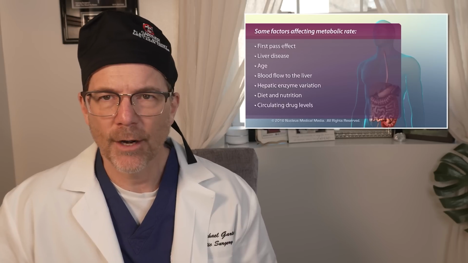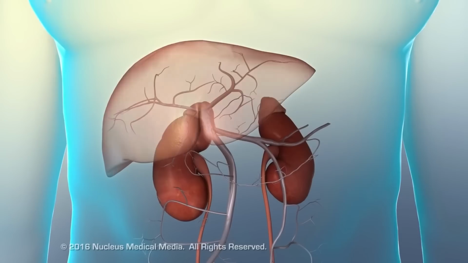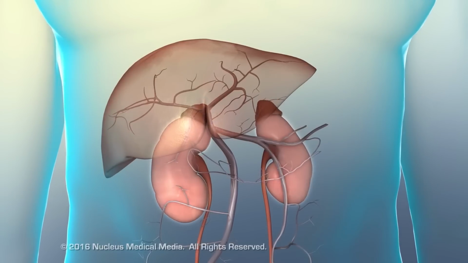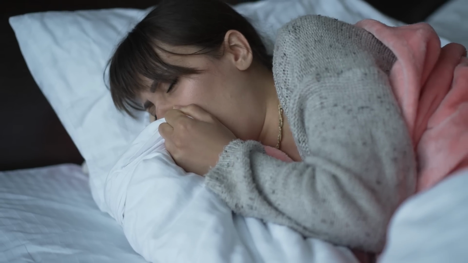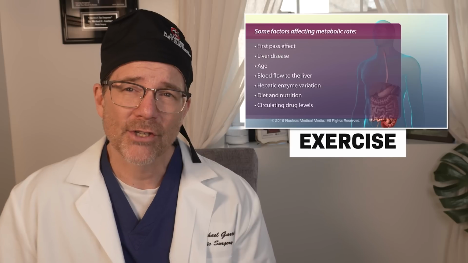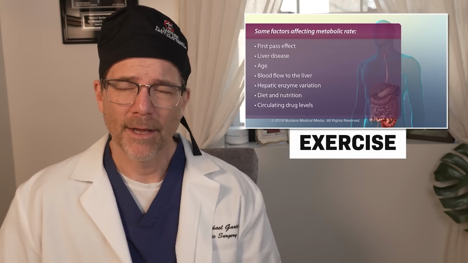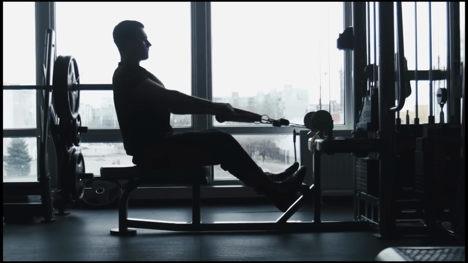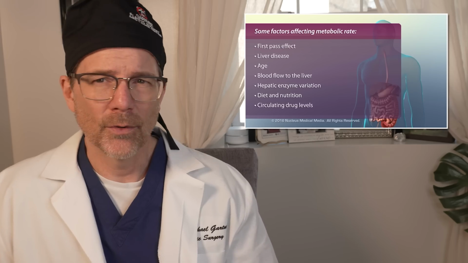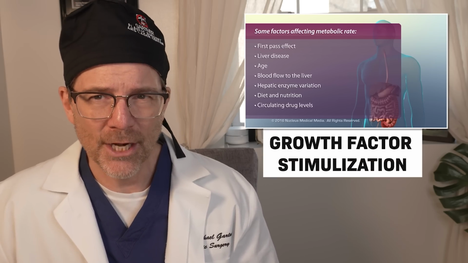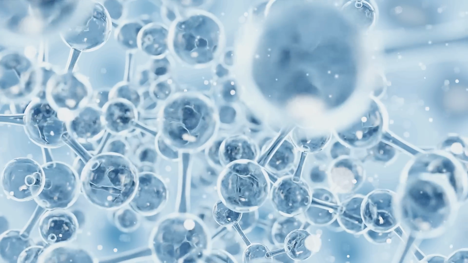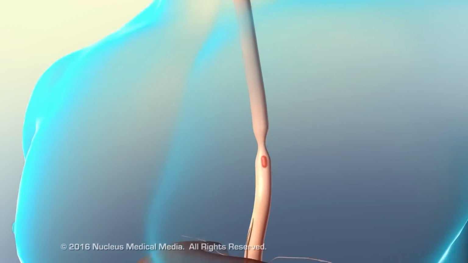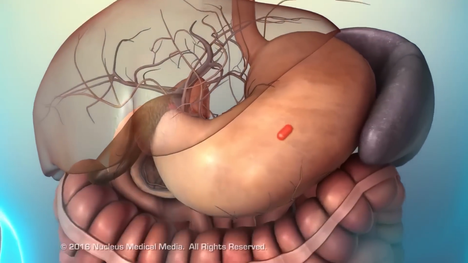A few other things they don't mention: temperature can have an influence on metabolic rate. Also, infection or illness can increase the rate significantly, especially if you have cancer or something like that. Exercise can increase the metabolic rate by increasing muscle mass, which is going to increase the metabolic rate. And also, something called growth factor stimulation can increase it. That's how molecules talk to each other through signals, and it can affect the metabolic rate. And so that is basically how drugs get metabolized.